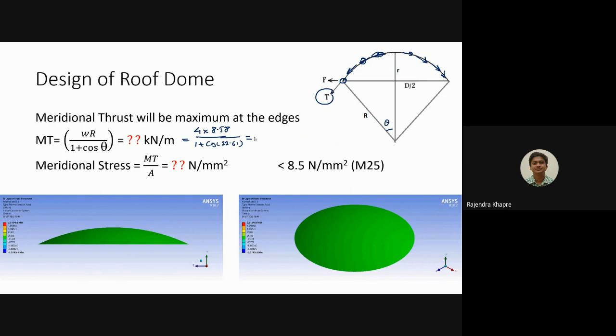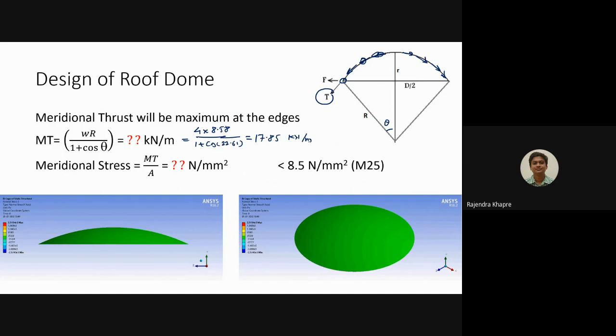17.85. Everybody? Okay, so let me note it down. This will be 17.85 in kilonewtons. I am saying per meter because it is per meter along the circumference. So this is 17.85.